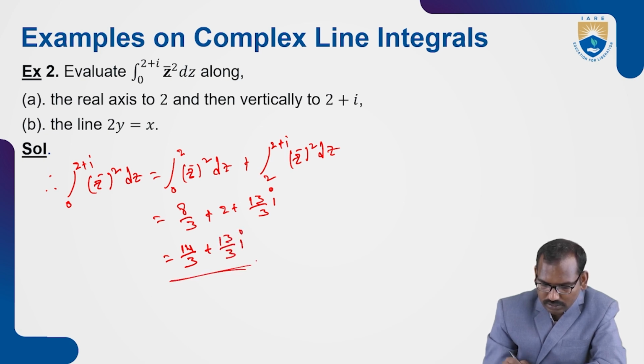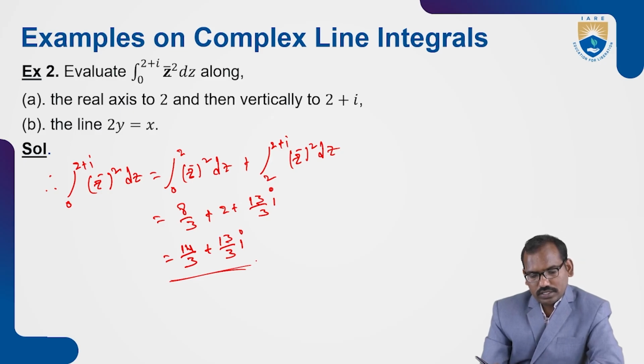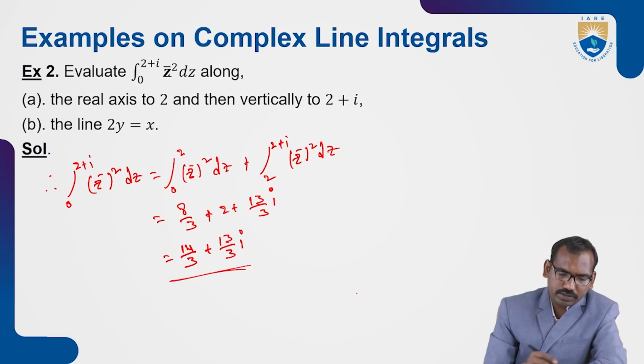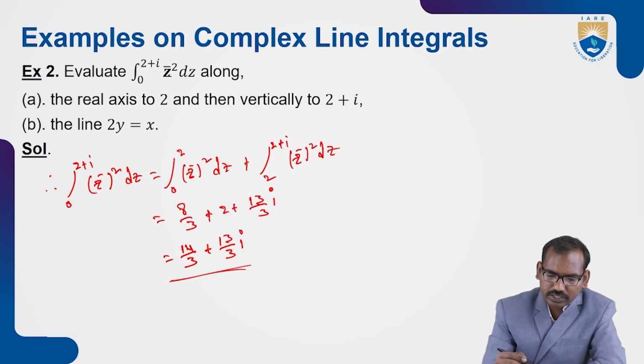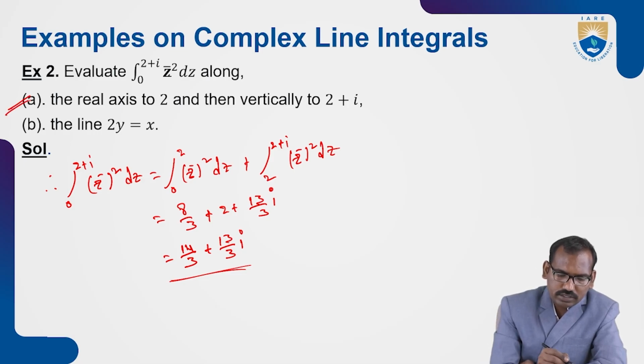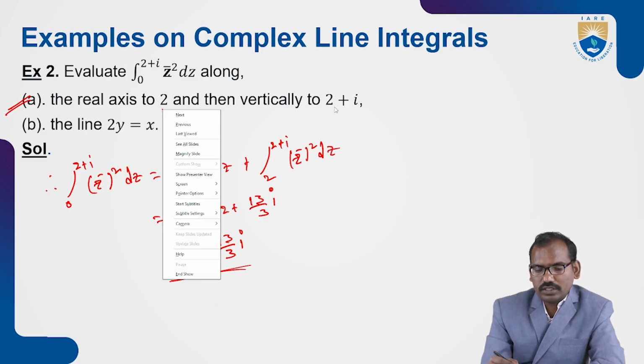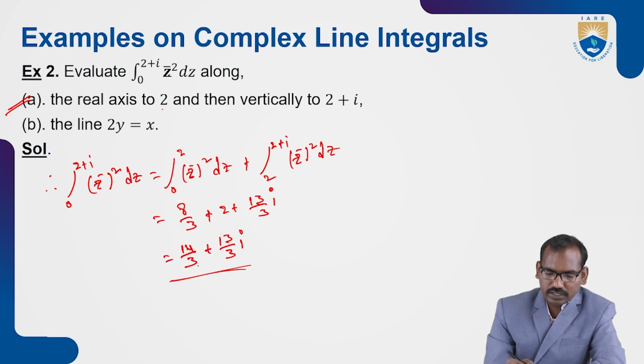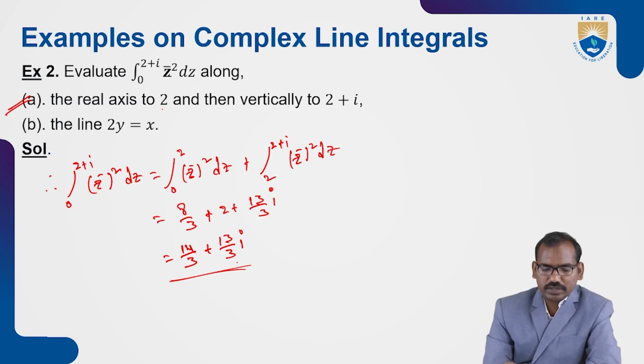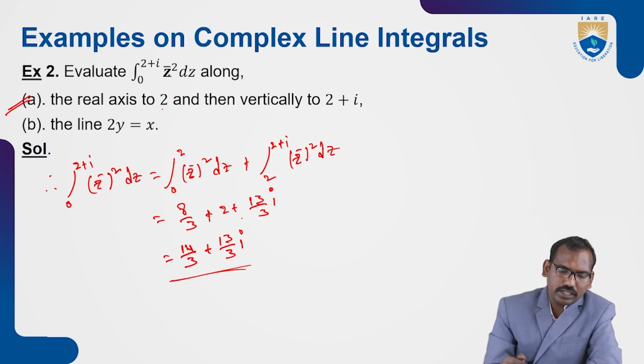So this is the solution. If you perform integration along the path, when moving from 0 to 2 plus I, you have to move along the real axis up to 2, and then move vertically to 2 plus I. So if you evaluate the line integral in this way, you will have 14 by 3 plus 13 by 3 I. Now we have to do the same line integral along this path.